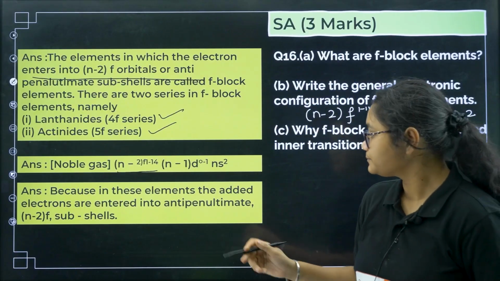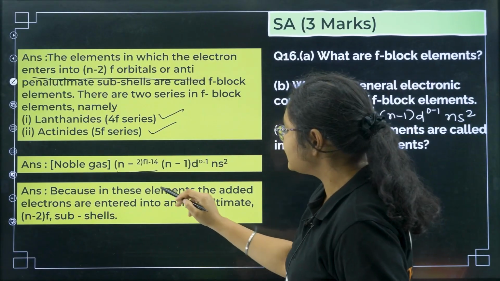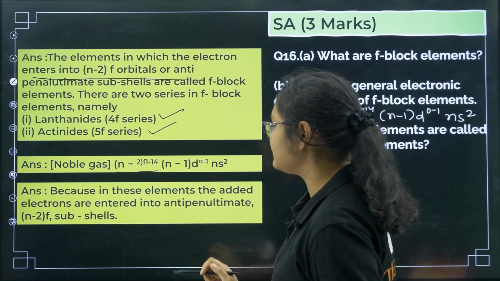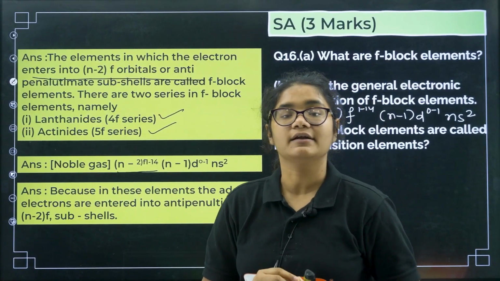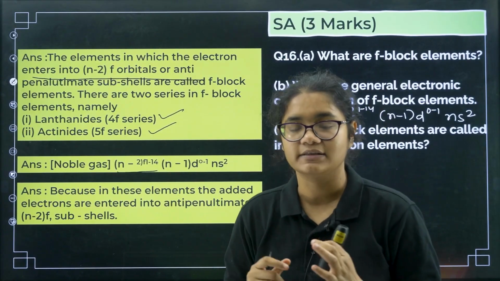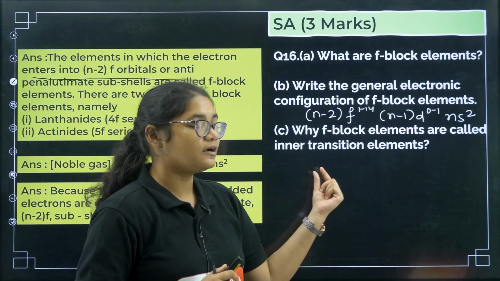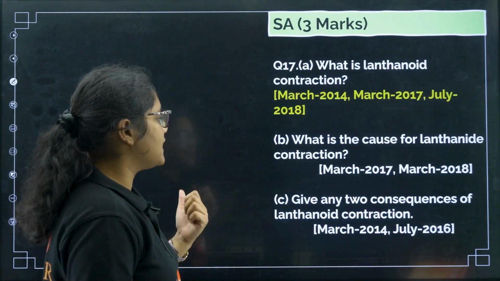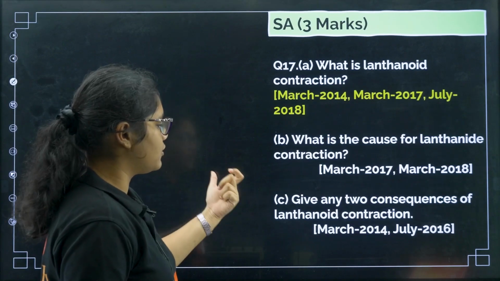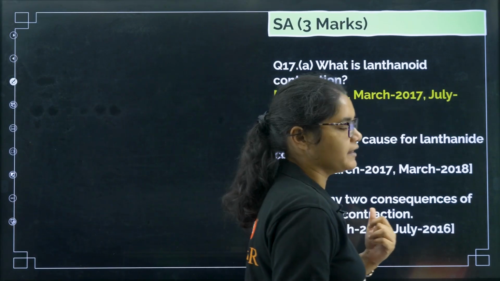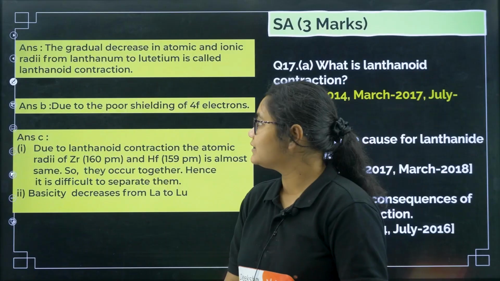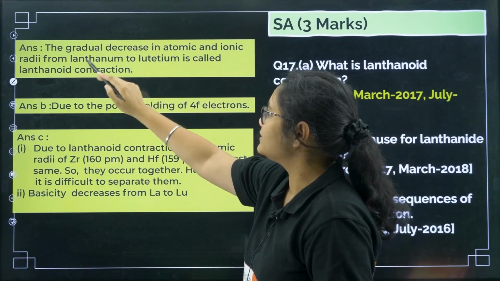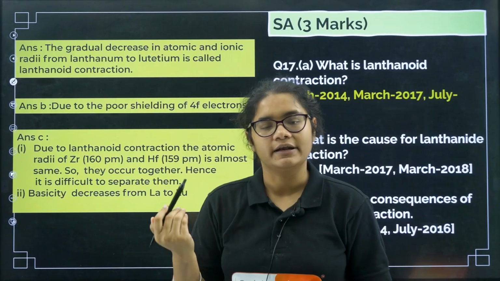Okay, next, why F block elements are called inner transition elements? They are called so because in these elements the added electrons are entered into the anti-penultimate subshell. Okay, they enter the anti-penultimate subshell, that is why they are called inner transition elements. Okay, next is, what is lanthanide contraction, cause of lanthanide contraction, give 2 consequences of lanthanide contraction. So what is lanthanide contraction? The gradual decrease in the atomic radii from lanthanum to lutetium is called lanthanide contraction.